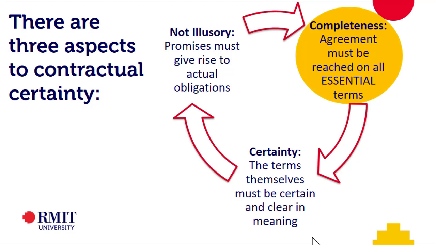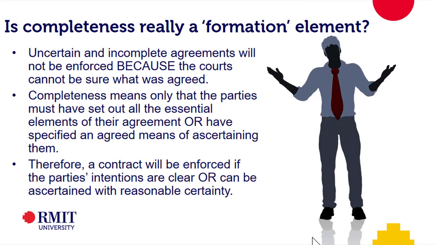So a lot of people would argue that completeness itself isn't really a formation element. If a contract is uncertain and incomplete, then the courts can't actually know what's been agreed at all. So completeness itself is just a mechanism for knowing whether or not the parties have actually reached agreement. A contract will be enforced if the parties' intentions are clear or they can be ascertained with reasonable certainty.